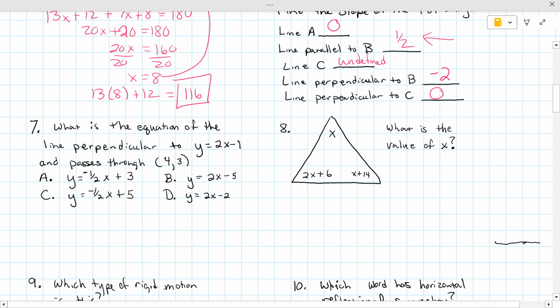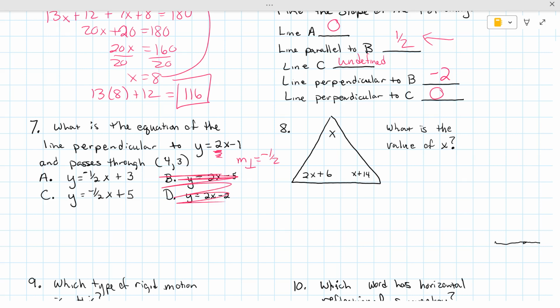The equation of a line perpendicular to y equals 2x minus 1 and passes through (4, 3). So if it's perpendicular and this has a slope of 2, what's the slope of the perpendicular line going to be? -1/2. So you get rid of choices B and D. Ooh, I guess they disappeared totally off the paper. Okay, get rid of those two, and now you have A and C.